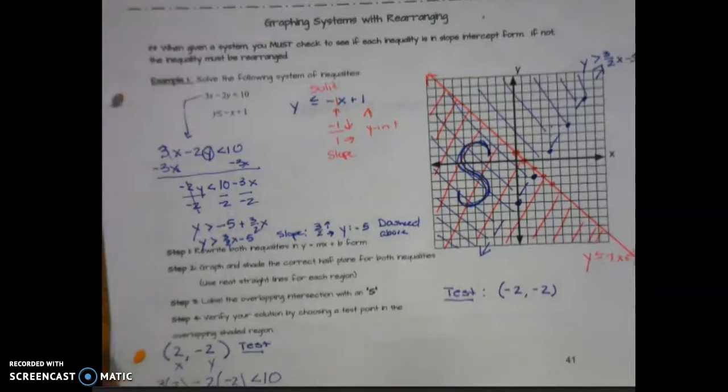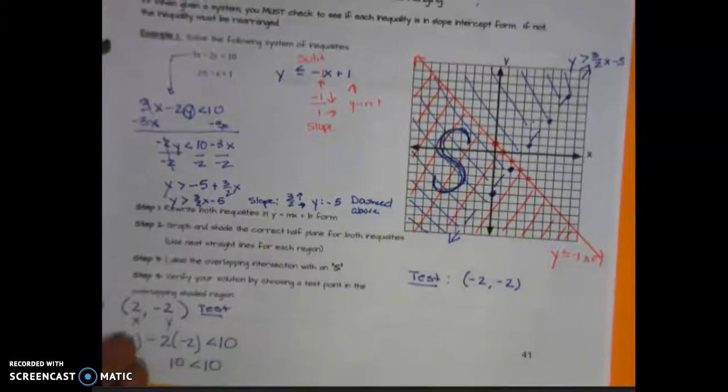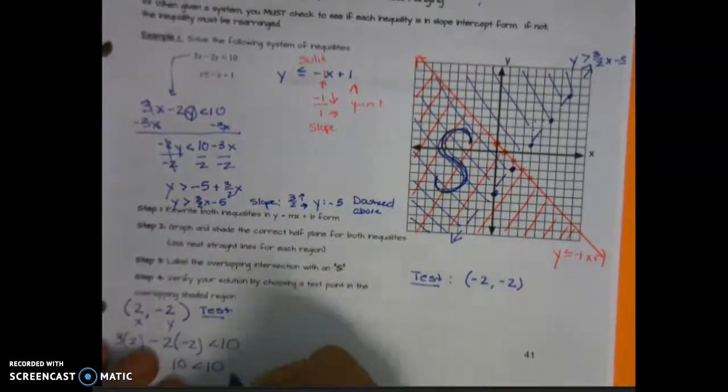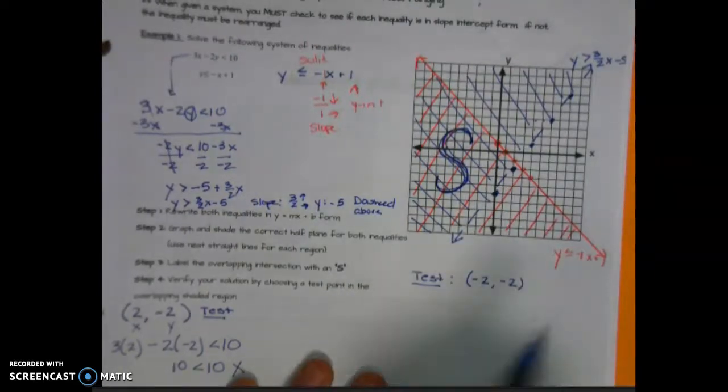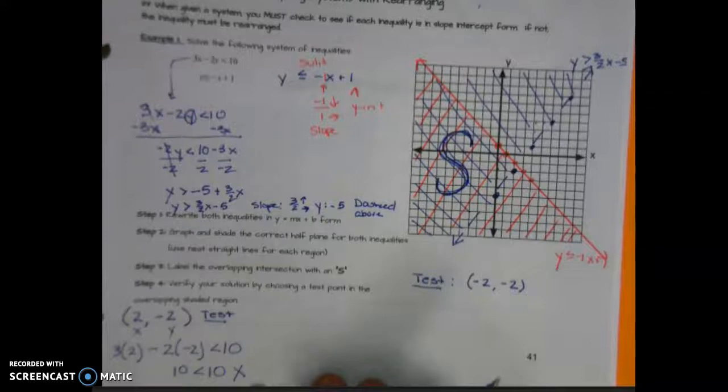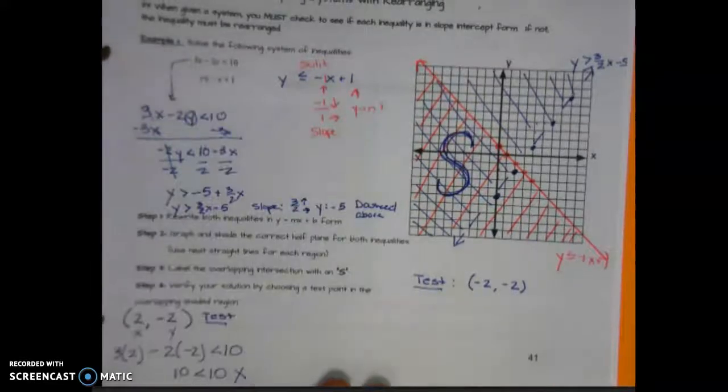Is that a true statement? No, 10 is not less than 10. 10 is equal to 10, so this is false. If it doesn't make both inequalities true, it does not make the entire system true. So I don't have to check the other inequality. Let's check the point -2, -2. So remember, it has to work for both inequalities to make the entire system true.